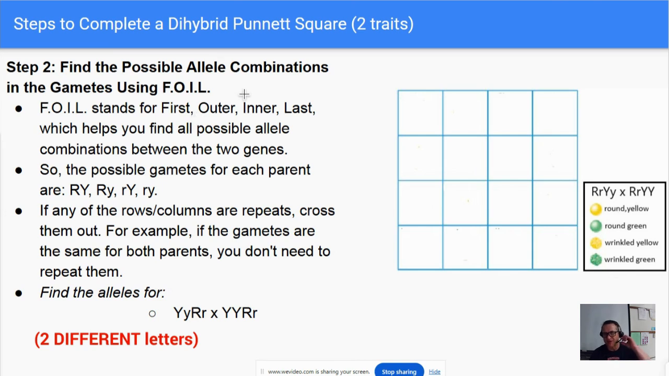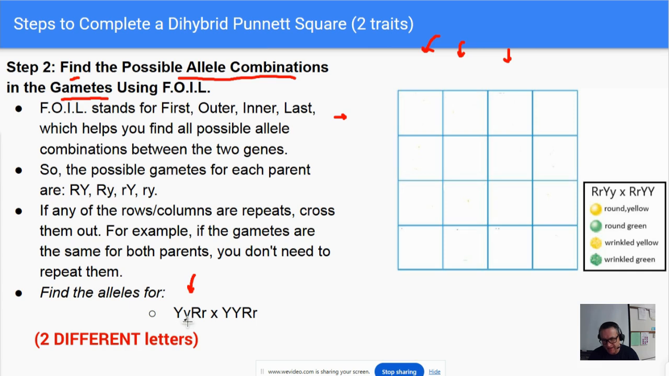All right, so now always the hardest part. Find the possible allele combinations in the gametes. All that is, is the letters or alleles that are going to go above each of these columns and beside each of these rows. So we're going to have 2 alleles, one for the shape of the seed, one for the color of the seed. We're going to put this parent right here on top. We're going to say this is the female plant. Yes, there are male and female plants. Males have pollen. This one's heterozygous in both traits.